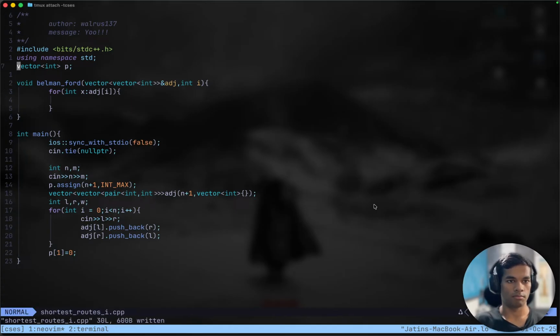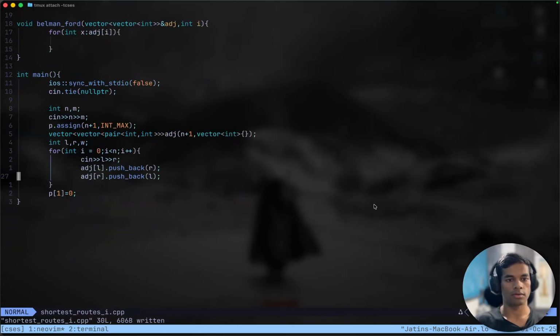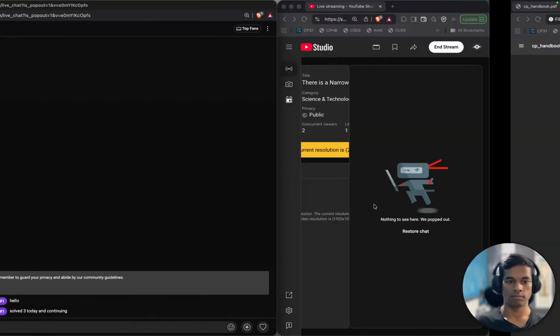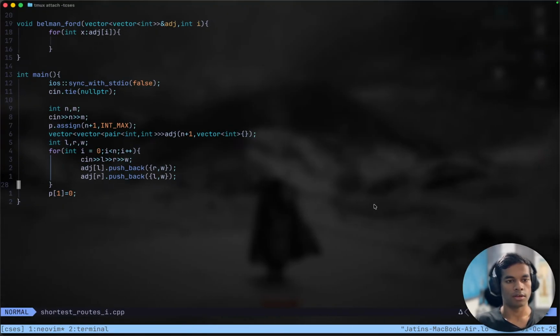W, and since weights can be very big, let's make this thing a long, and here we would also have to take in the weights, and here R and weight, L and weight. And this might be bad because we have the same thing stored twice at two different places. This might be bad, couldn't say. But anyways, this is much better than matrix representation.